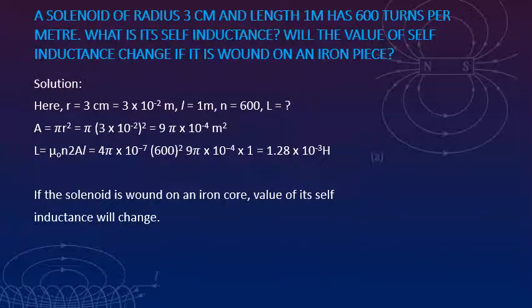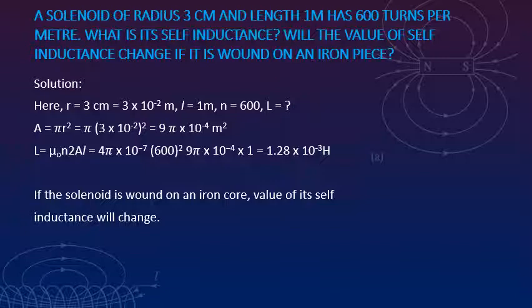The next question is, a solenoid of radius 3 cm and length 1 meter has 600 turns per meter. What is its self-inductance? Will the value of self-inductance change if it is wound on an iron piece? So, it is given radius of the solenoid, small letter r is equal to 3 cm, or that is equal to 3 into 10 power minus 2 meter.